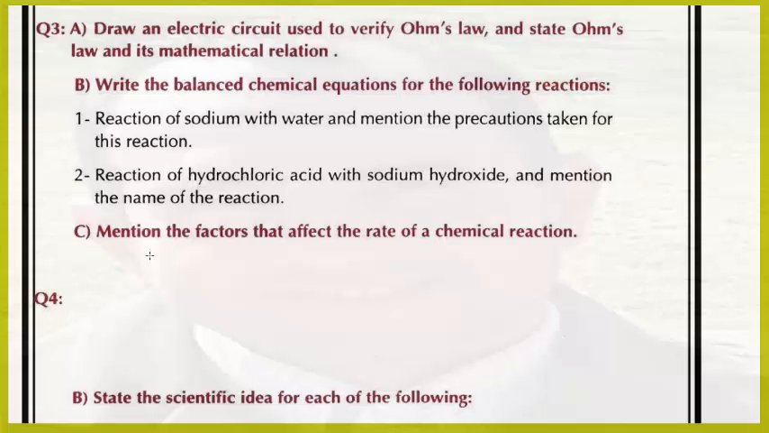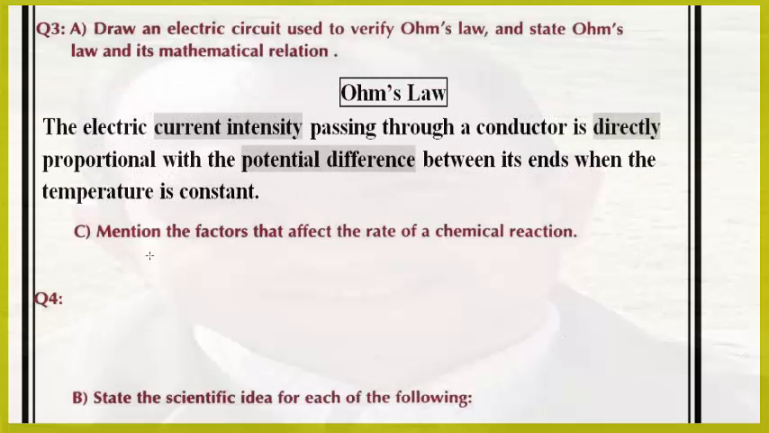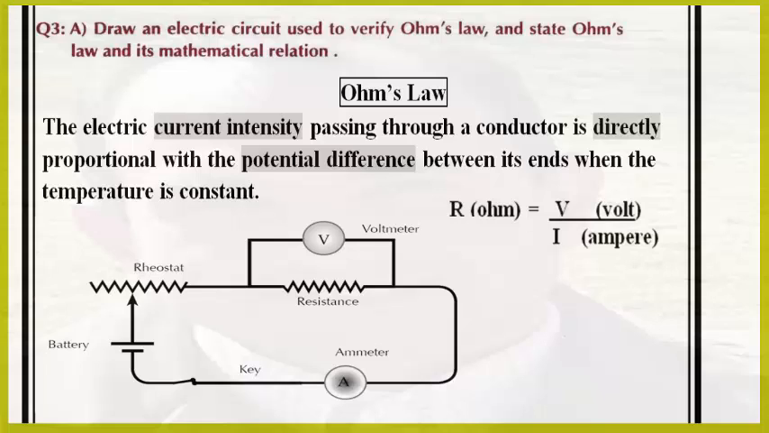Draw an electric circuit used to verify Ohm's law and state Ohm's law and its mathematical relation. Ohm's law: the electric current intensity passing through a conductor is directly proportional with the potential difference between its ends when the temperature is constant. R equals V over I.